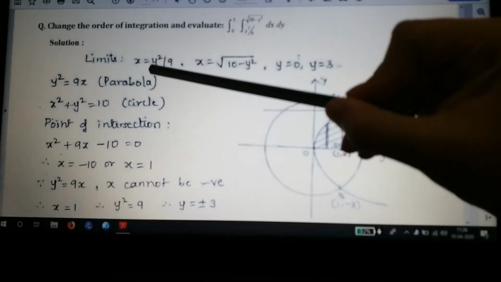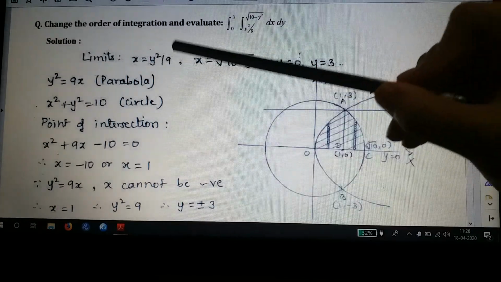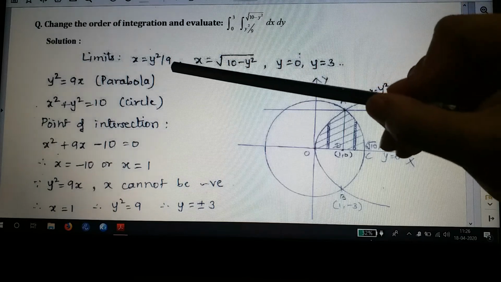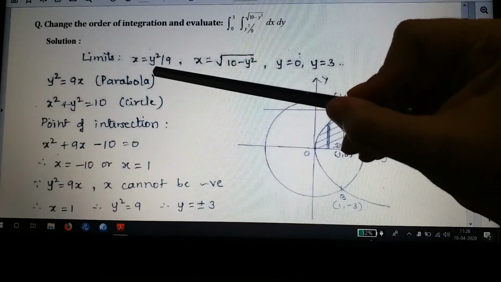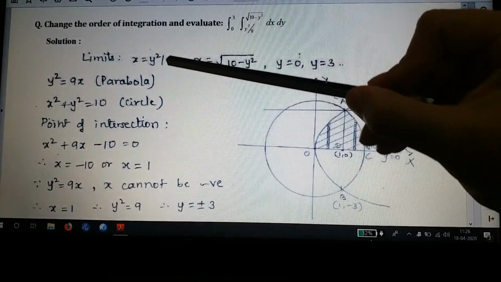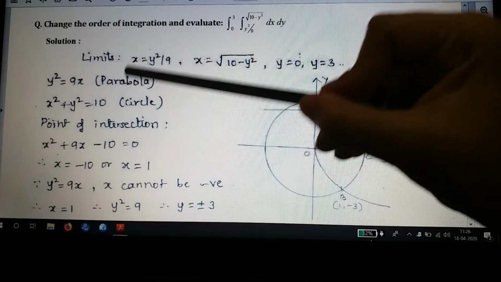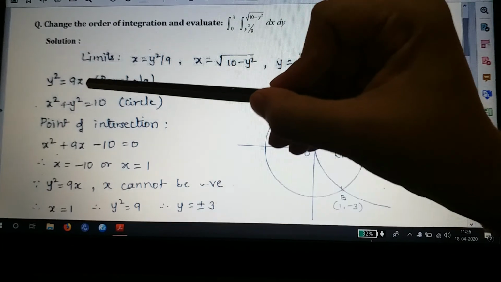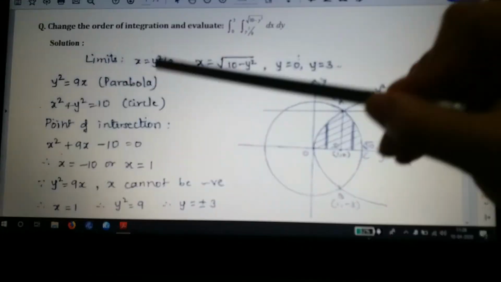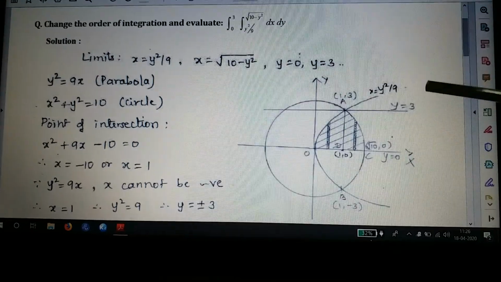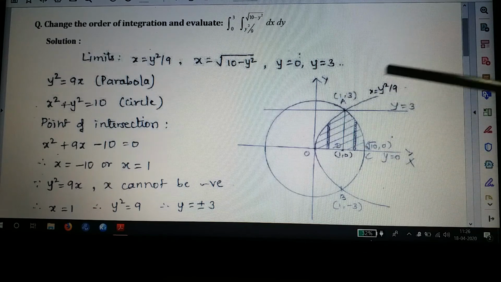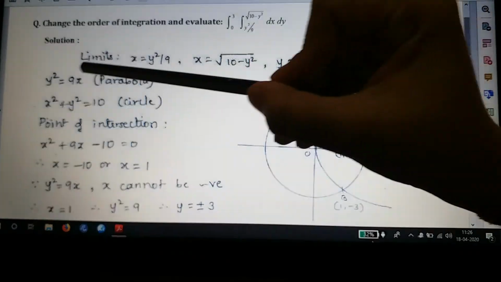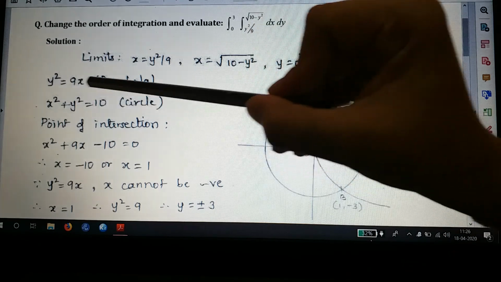Now we have to see what are these curves and then draw them. Let's start with the first one. This can also be written as y square equal to 9x, which represents a parabola. We know y square equal to 4ax is the equation of a standard parabola which opens on the side of positive x-axis. So we come to know that this is a parabola.